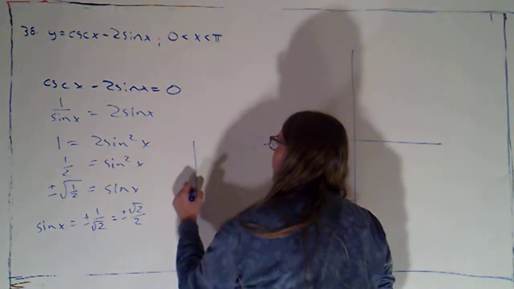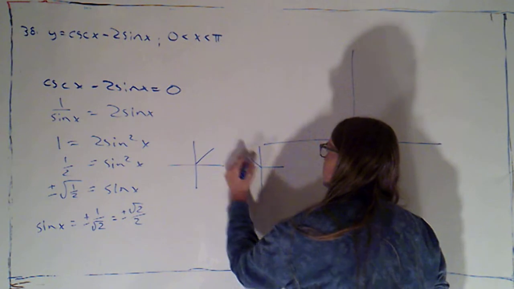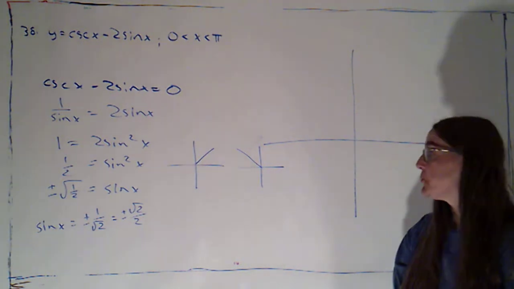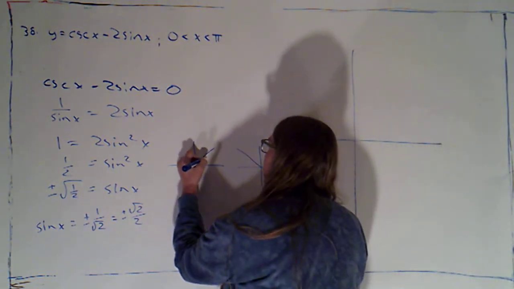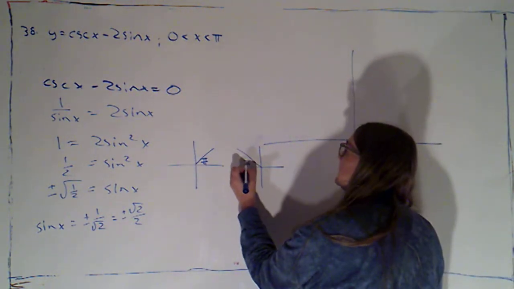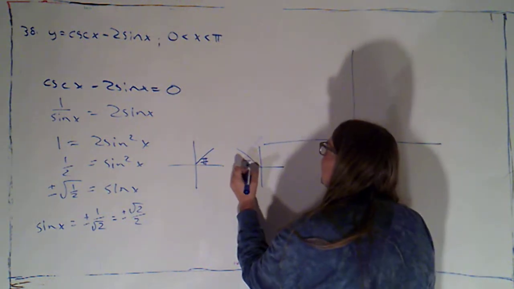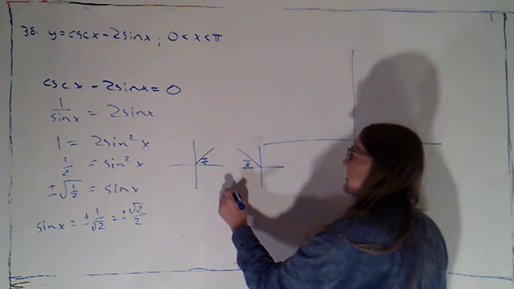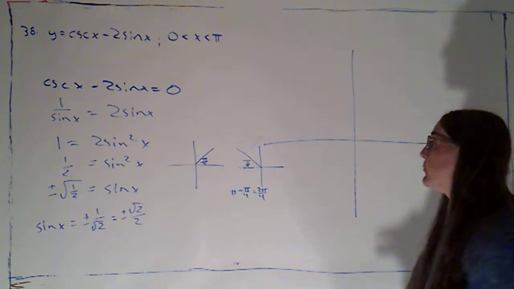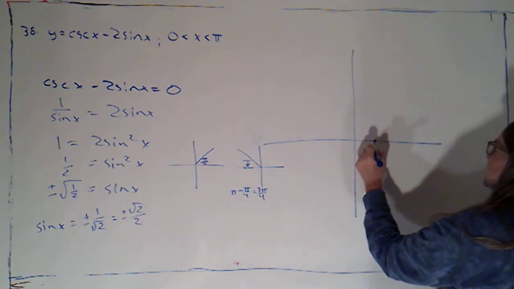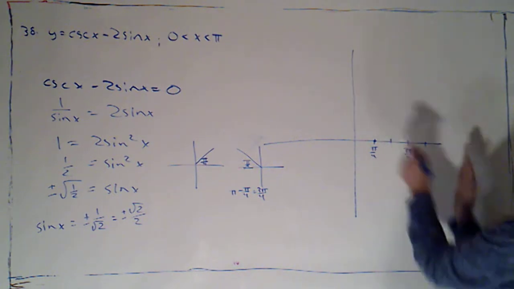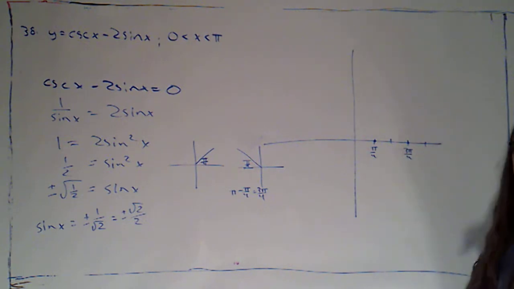Now, in the interval from 0 to pi, I'm only going to have solutions to sine being positive root 2 over 2, because sine is positive in both quadrants 1 and 2. And I can recognize that the acute angle with a sine of root 2 over 2 is pi over 4. That will be the reference angle for this angle in quadrant 2. So here this angle is pi minus pi over 4, or 3 pi over 4. So I'm just going to mark off, there's pi over 4, there's 3 pi over 4. Those tick marks are just pi over 4 apart. So those are my x-intercepts.